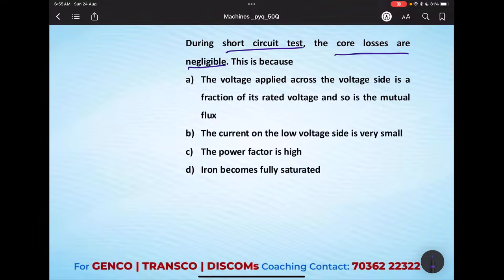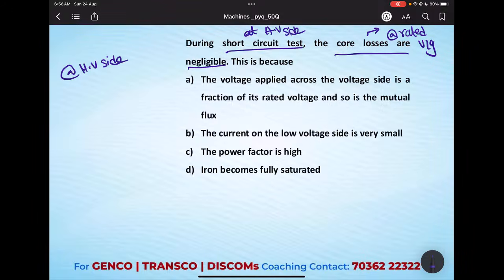Let's break down the question. Core losses: how can we calculate the core losses? As per actual, to calculate core losses accurately, we need rated voltage. Then only can you calculate the accurate core losses of a transformer. Coming to the short circuit test, we already discussed that we are conducting it at the HV side.